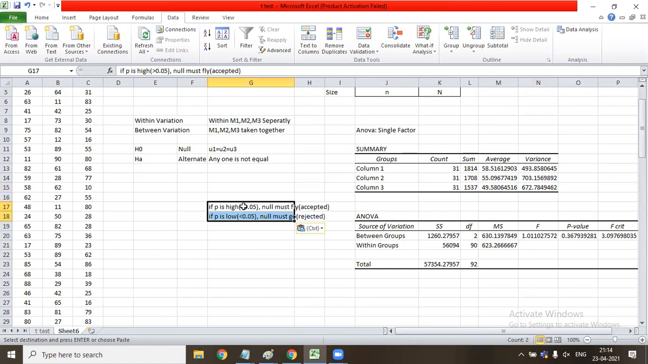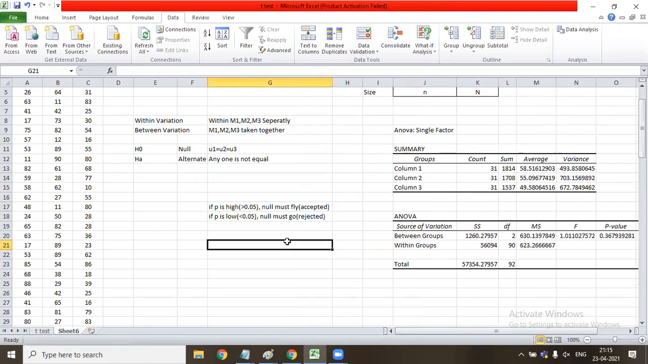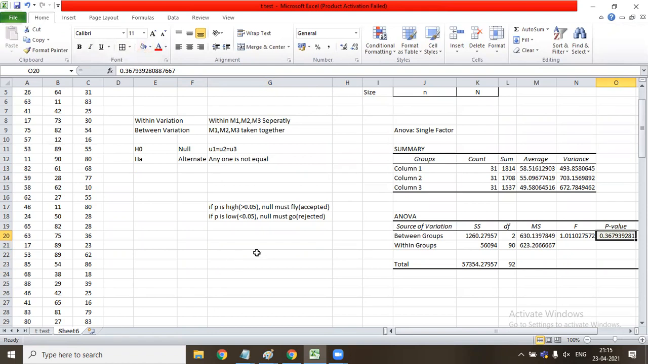Whenever we work on any hypothesis testing in the world, this is the slogan. Okay, so now the value is the p value. I'll highlight it. Now it is 0.3. Is it higher than 0.05 or less than 0.05? Higher than. So if p is high, null must fly, which means the null is accepted. So we say this condition is accepted. Are you with me? It means all the samples were collected from the same population.